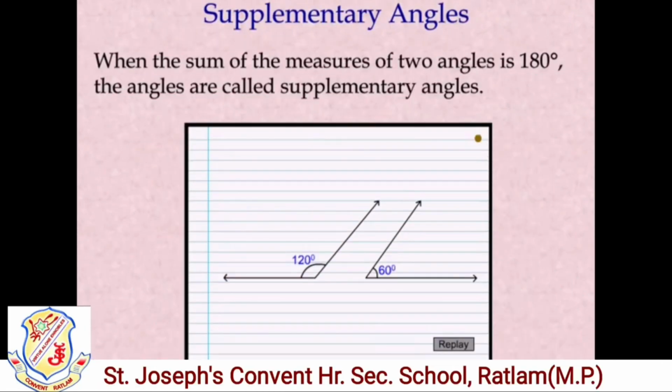Now the next angle is the supplementary angle. Supplementary angles are those angles whose sum of the measures of two angles is 180 degrees. In the same way as we have seen with complementary angles, supplementary angles have a sum equal to 180 degrees. In the figure you can see 120 degrees and 60 degrees. If we add both these angles, the sum will be equal to 180 degrees. So these angles are supplementary to each other.